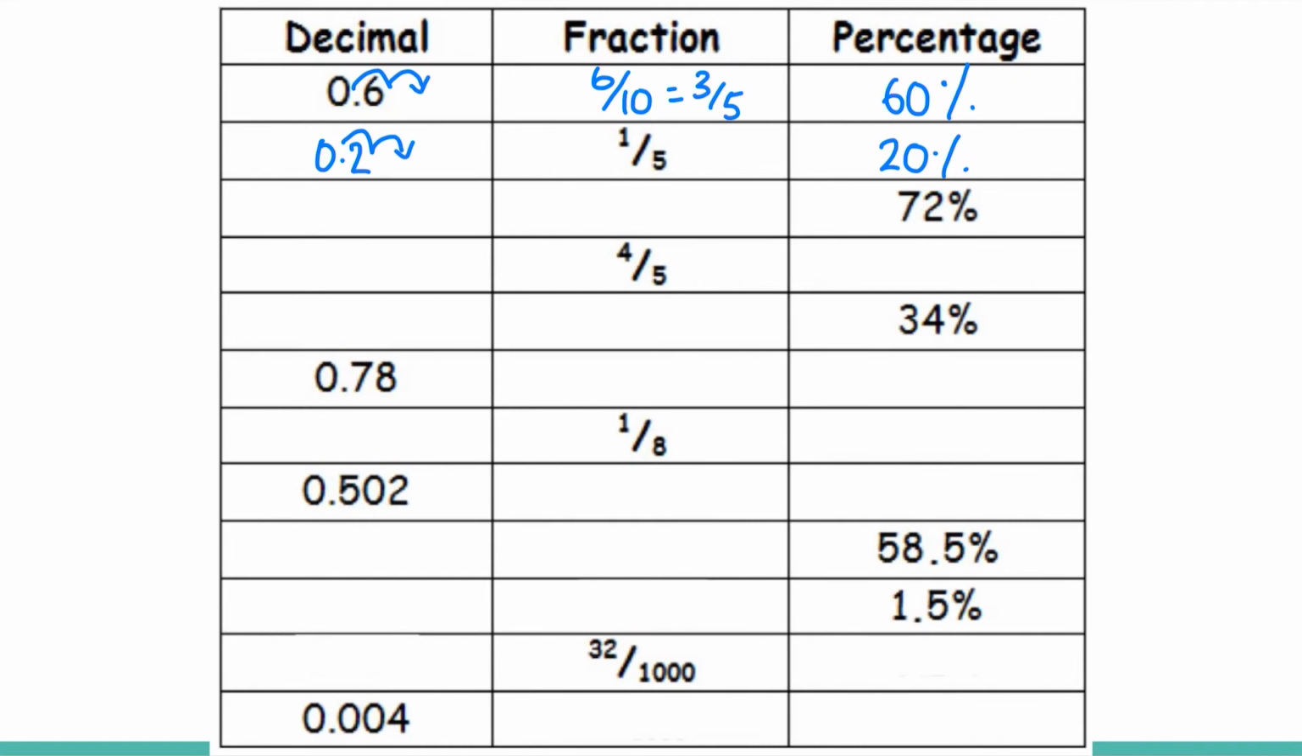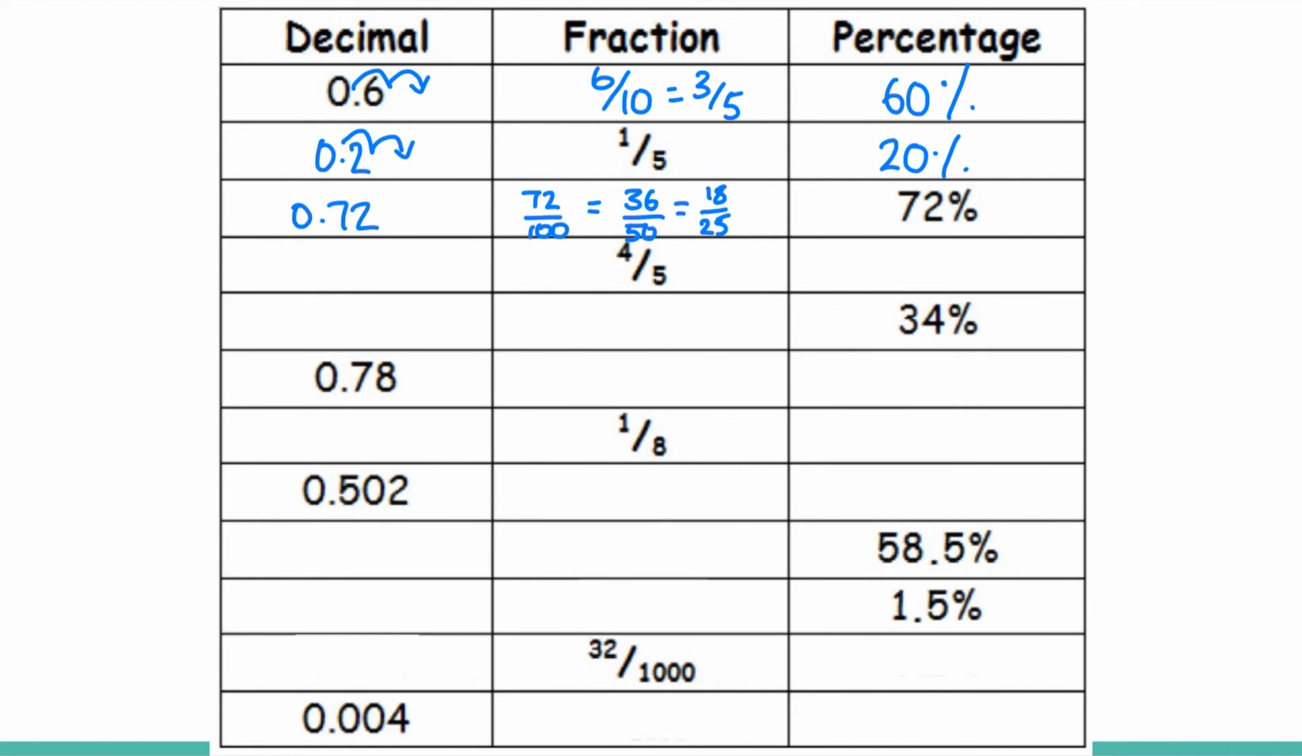The next one is 72%. So as a fraction, that's just 72 out of 100. And I can try to simplify that. So 36 out of 50. And I can simplify it even further by dividing by 2 again, which is going to give me 18 out of 25. And then as a decimal, that would be 0.72.